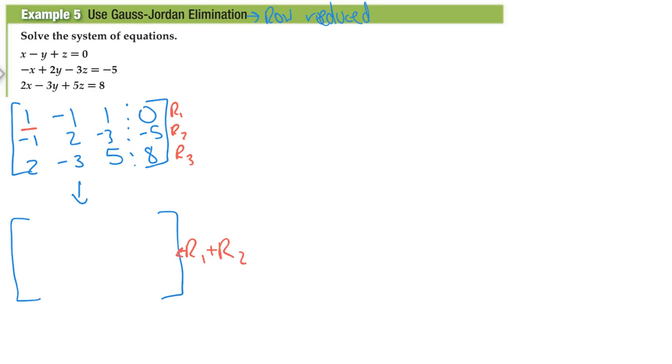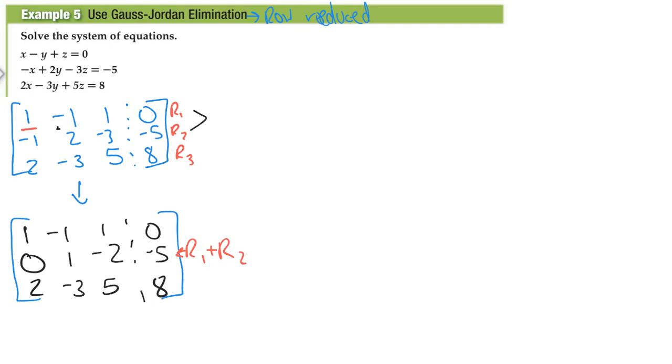So nothing is changing in our row 1. We're not doing anything to it. And nothing's changing in our row 3. We work with one row at a time. Our row 2, if you take row 1 and row 2 at the beginning and add them together, 1 plus -1 is 0. -1 plus 2 is a 1. 1 plus a -3 is a -2. And 0 plus -5 is -5. So we have now simplified that one row, and it's just affecting row number 2. We didn't do anything to 1 or 3.